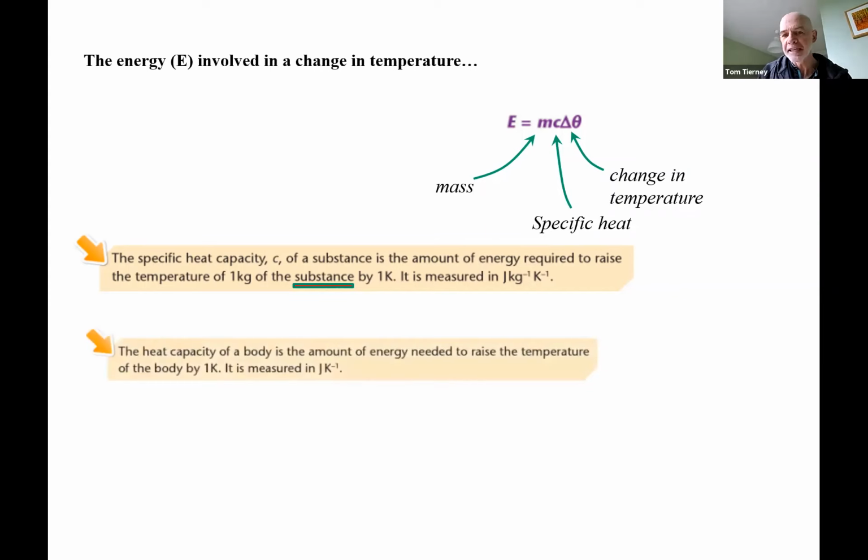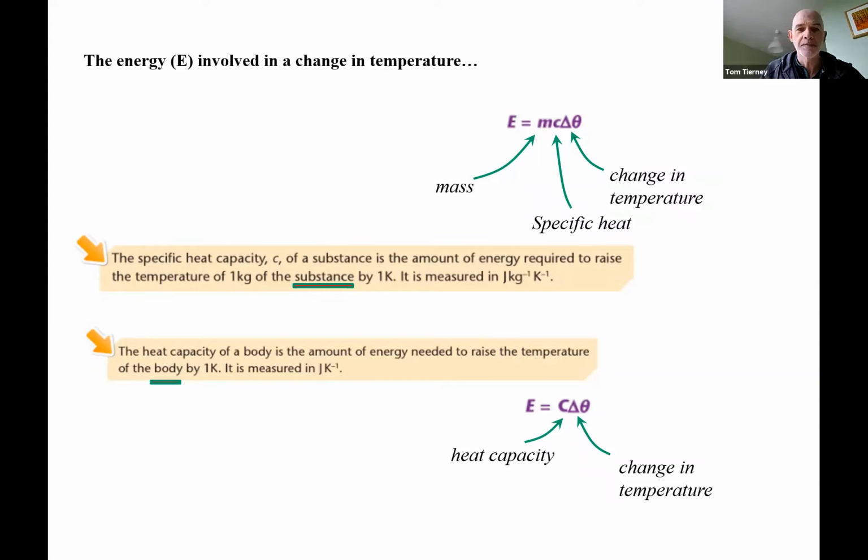You can also have heat capacity of a body, which relates to a body, a tea, like in a question we'll see, or a glass has a heat capacity, whereas glass, the material, will have a specific heat capacity. So the difference is between small c, which is the one that we nearly always use, but occasionally you'll come across this version, E equals capital C delta theta. That C then relates to the energy required to heat up a whole body by 1 degree or 1 Kelvin.